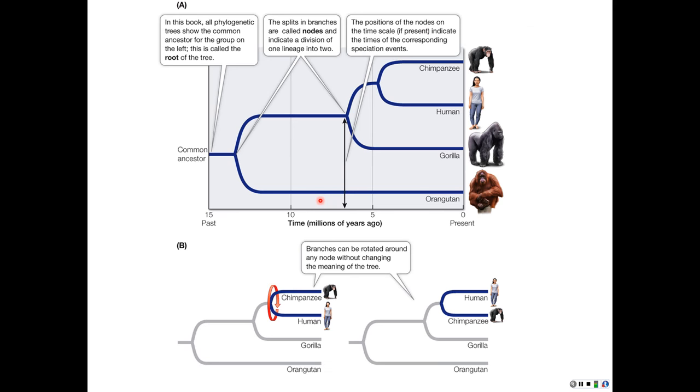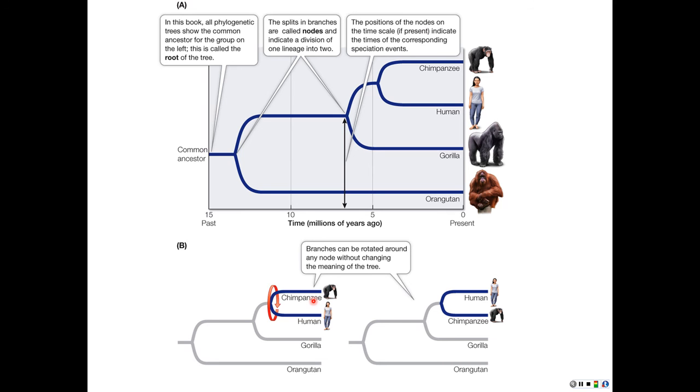One of the things that's interesting and good to know about these phylogenetic trees, because of the way they're constructed, because of the way we're always looking back to the most recent common ancestor to determine how closely related things are, you can flip. So you can rotate any branches around their nodes. So you could flip the chimpanzee and the human around, and it still is telling us the same information. It doesn't change the meaning of the tree whatsoever, because again, the way we read them is to go backwards and look at the most recent common ancestor.